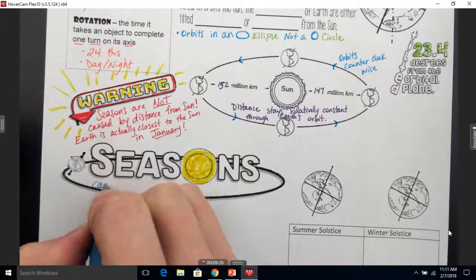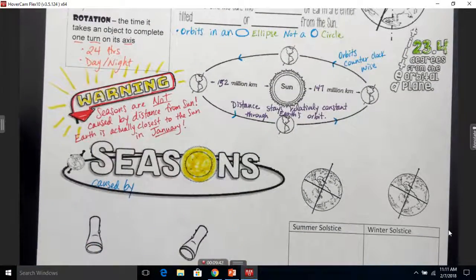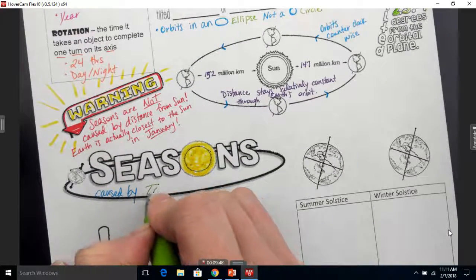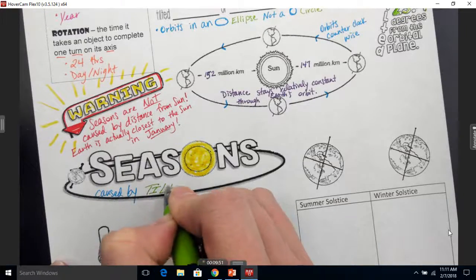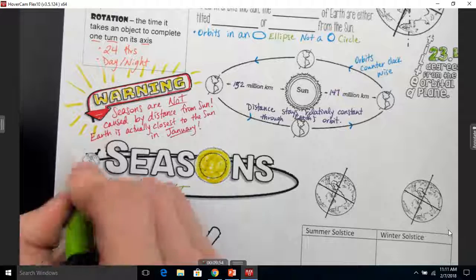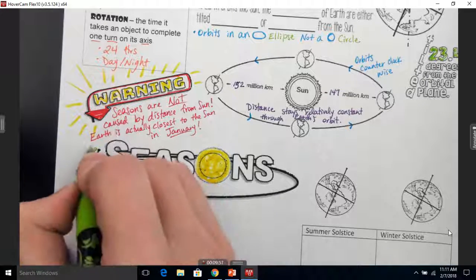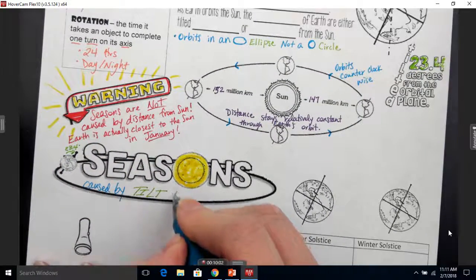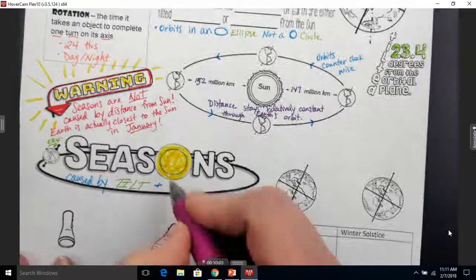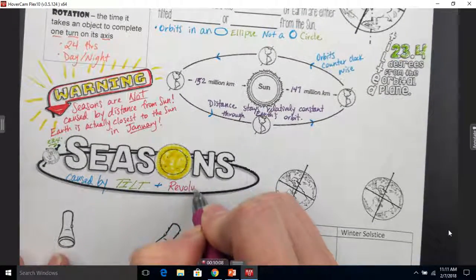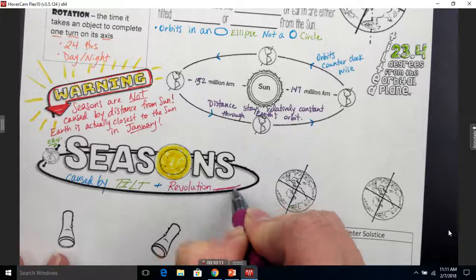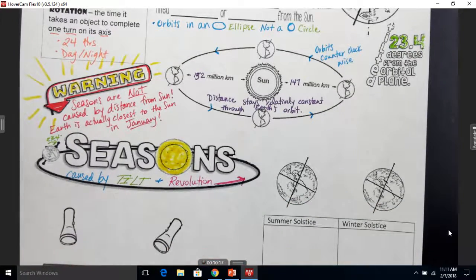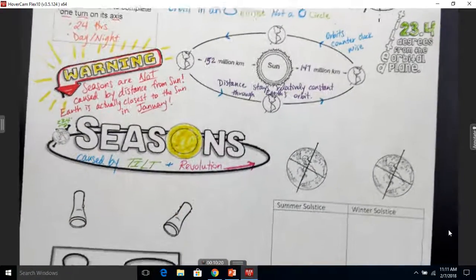Seasons are caused by tilt, this 23.4, and revolution. And this is revolution, remember? Revolving around that. So I showed you tilt, I showed you revolution. That's what causes the seasons.